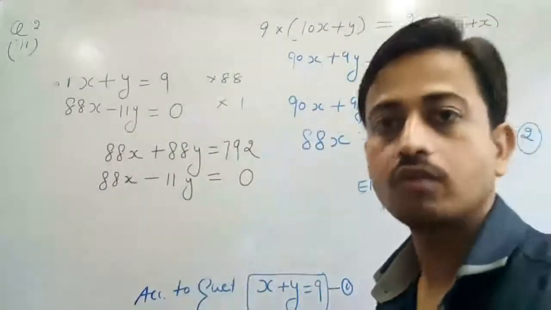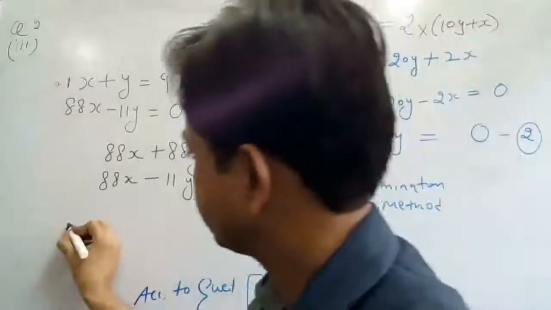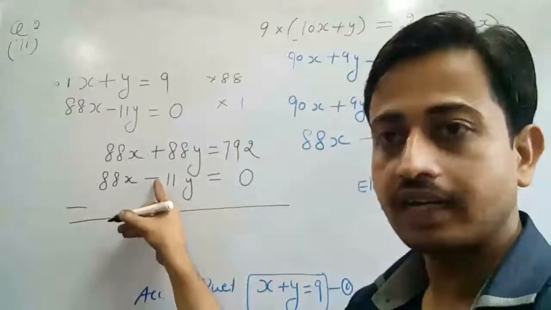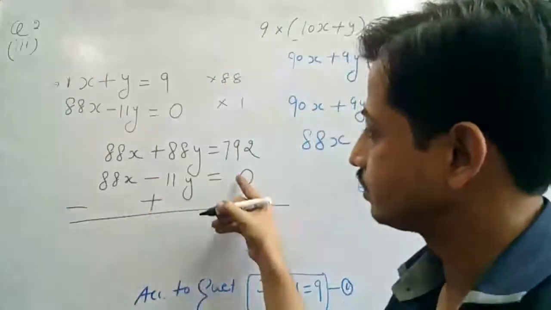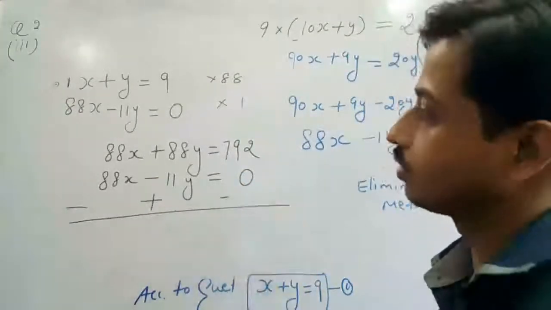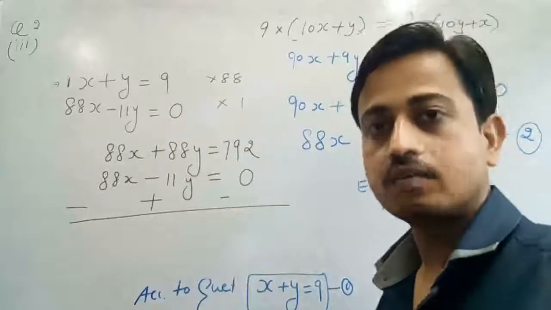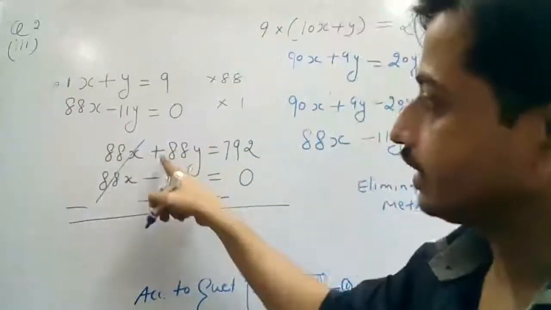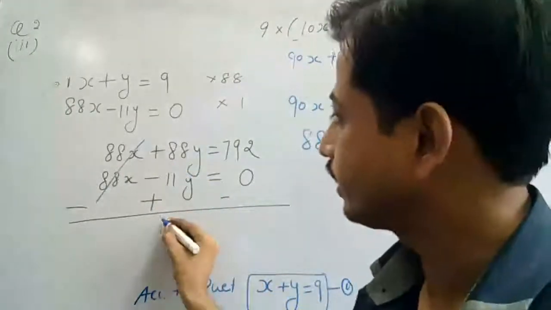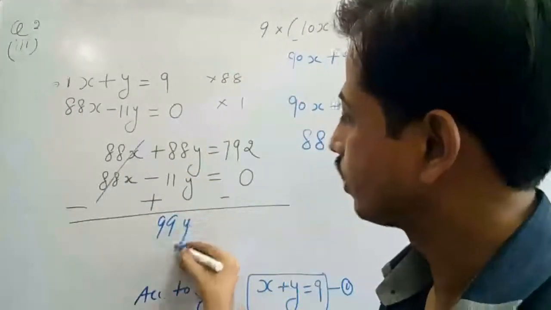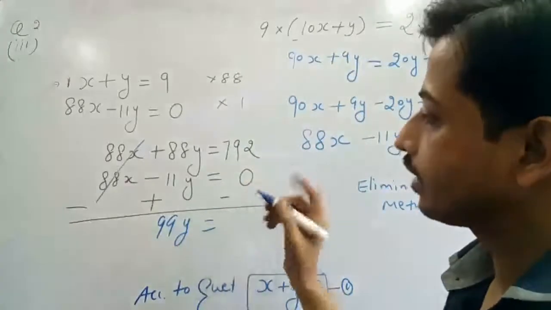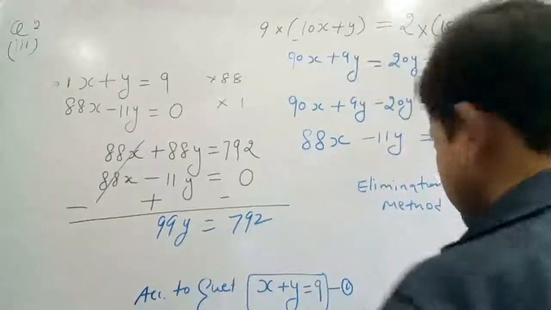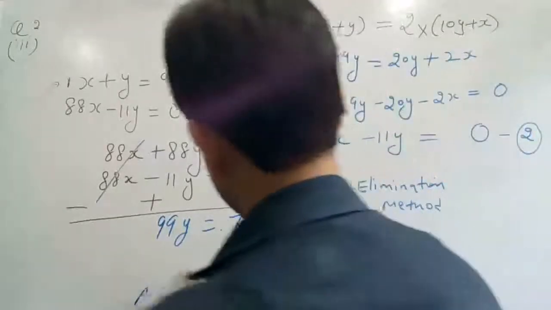Next step is what? We have to change the sign. So please change the sign. This is positive, make it negative. This is negative, make it positive. This is positive, make it negative. Now solve this. 88x and 88x, both terms are the same but signs are opposite, so these cancel out. 88y plus 11y, we get 99y. 99y is equal to 792 minus 0. We got 792.